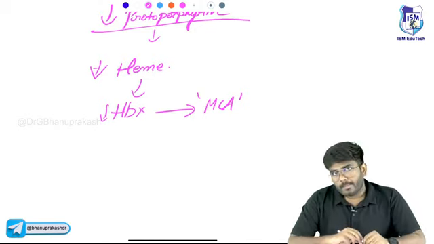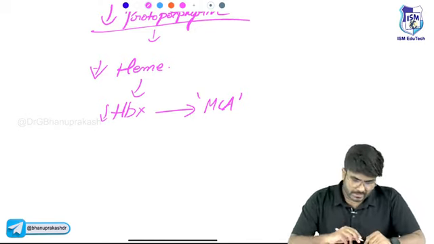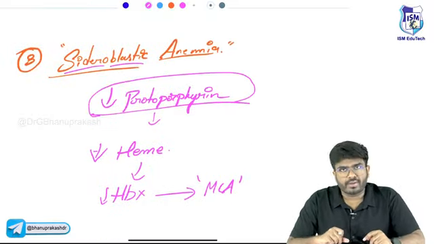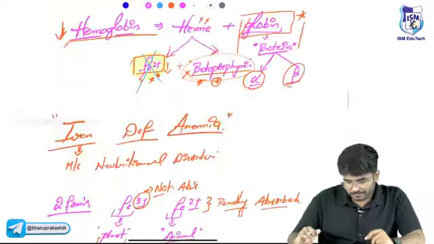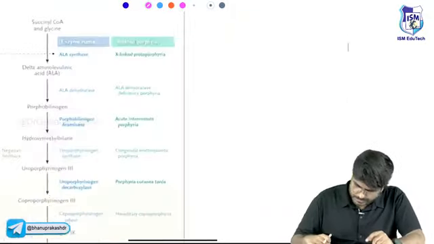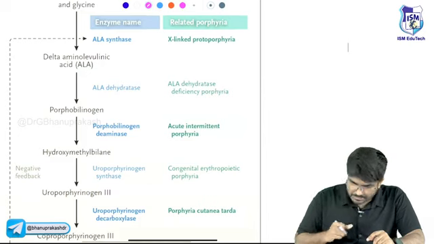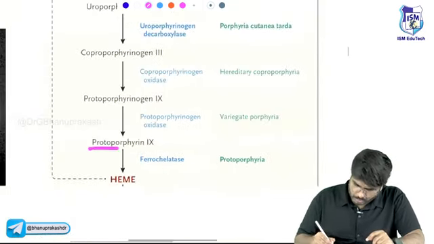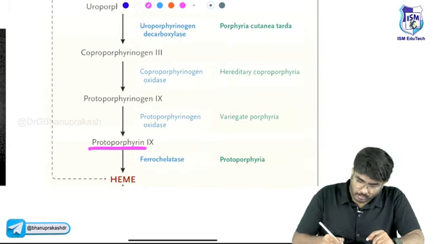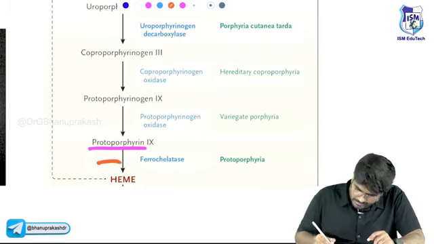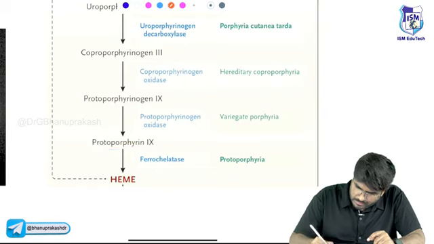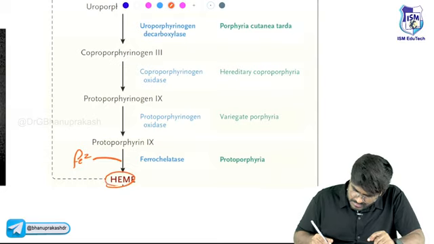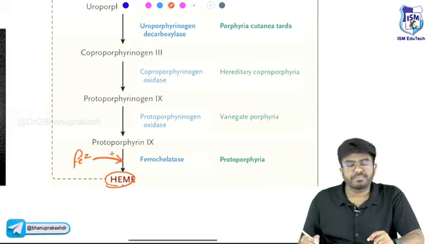Okay. Now, what I want you to know here is how the protoporphyrin is synthesized. Let me show you. Sir, look here. These are the different stages in which the protoporphyrin is synthesized. At the end of the day, the protoporphyrin is going to take the iron and form heme. Okay, it forms heme, sir.